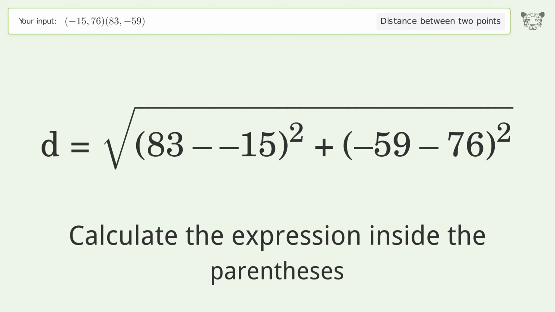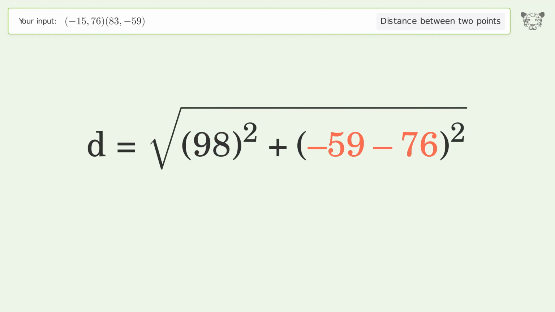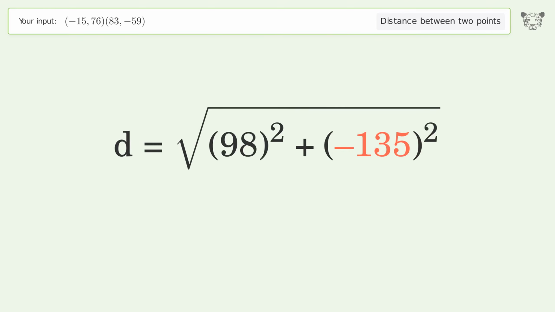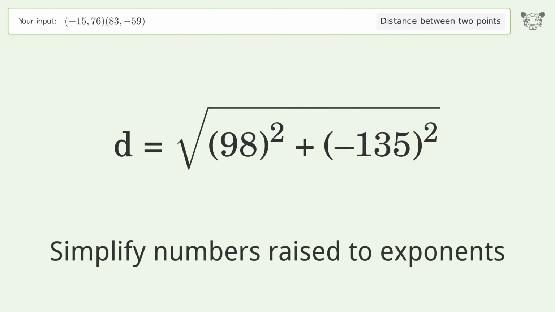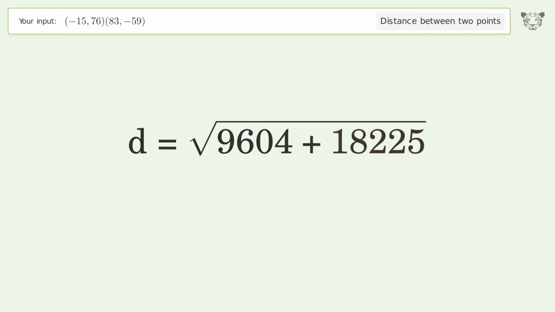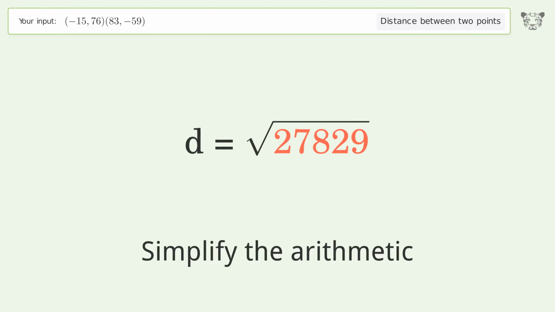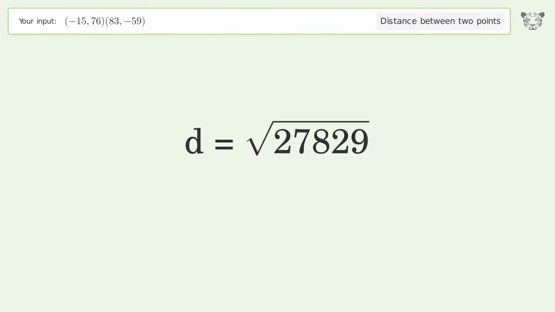Calculate the expression inside the parentheses. Simplify numbers raised to exponents. Simplify the arithmetic. And so the distance between the 2 points is the square root of 27,829, or 166.82.